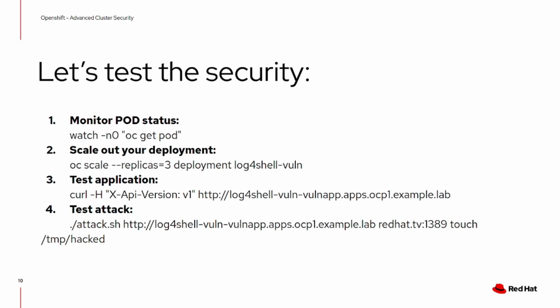And now we are ready to check the magic of ACS. I will scale out my deployment to 3 replicas, and after that I will test the normal requests to my application are okay, but when a hacker wants to send a bad payload to my application, then ACS will kill the pod.